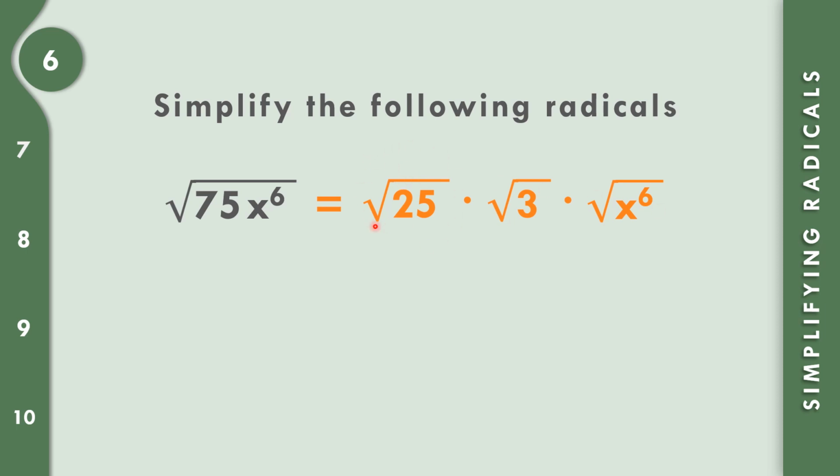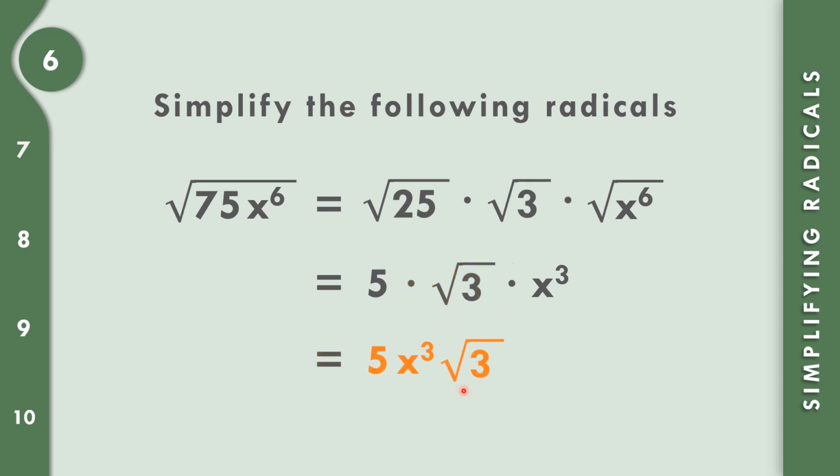So first, let us write the square root of 25. So what could be the square root of 25? That is exactly 5. How about the square root of 3? So copy square root of 3. And then x to the 6th power, 6 divided by 2, the answer is 3. Copy the base x and then cube. So let us combine outside the radical sign. So 5 times x cubed, that is equal to 5 and then x cubed, and then copy the square root of 3. So the final answer, 5x cubed square root of 3.